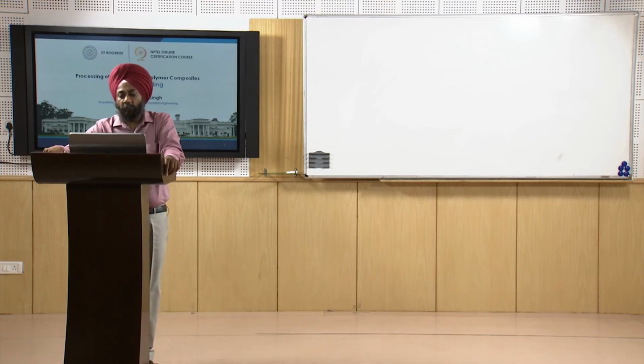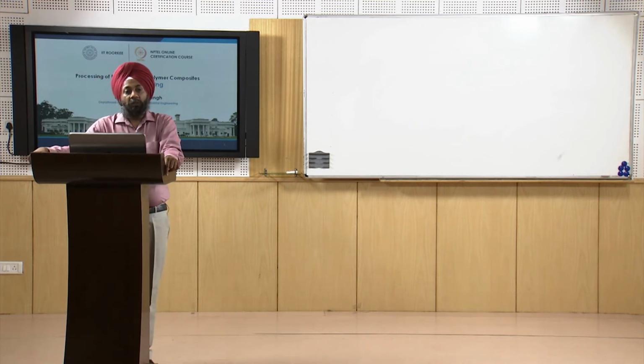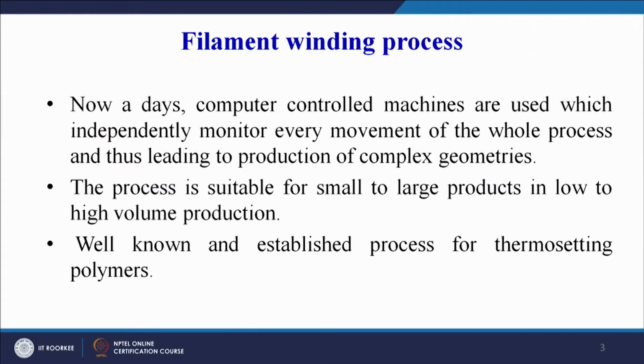The process is suitable for production of cylindrical shaped composite parts. So axisymmetric large size cylindrical shaped parts can be made by using the filament winding process. Nowadays computer controlled machines are used which independently monitor every movement of the whole process, thus leading to production of complex geometries. So now there are a number of movements involved in the filament winding process.